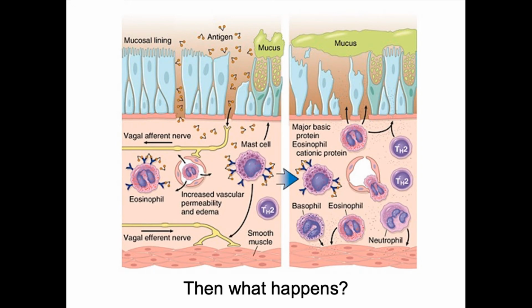Another thing that we see is the increase in mucus production. You have these antigens, and these antigens are binding, and they are stimulating the mast cells, the eosinophils, and the type 2 cells. What these do is increase inflammation. They also increase the mucus production.